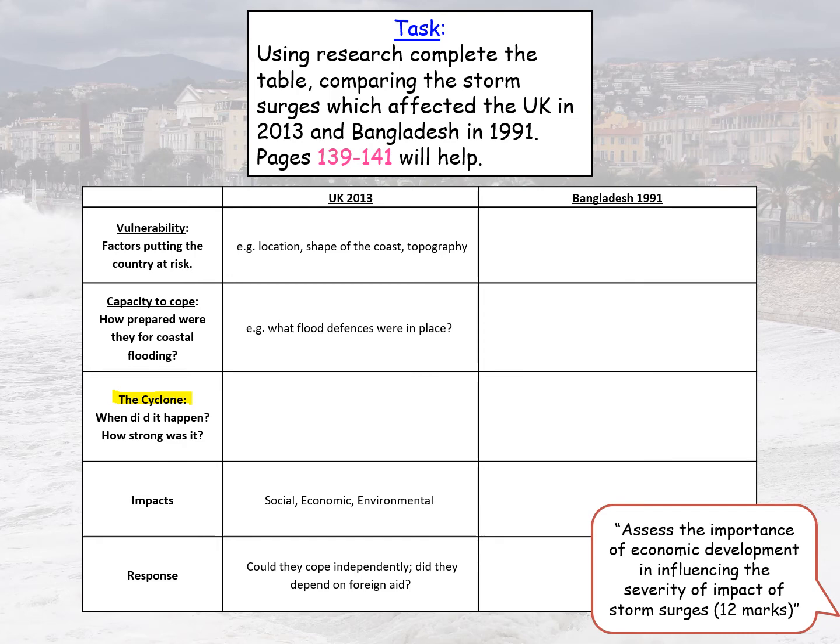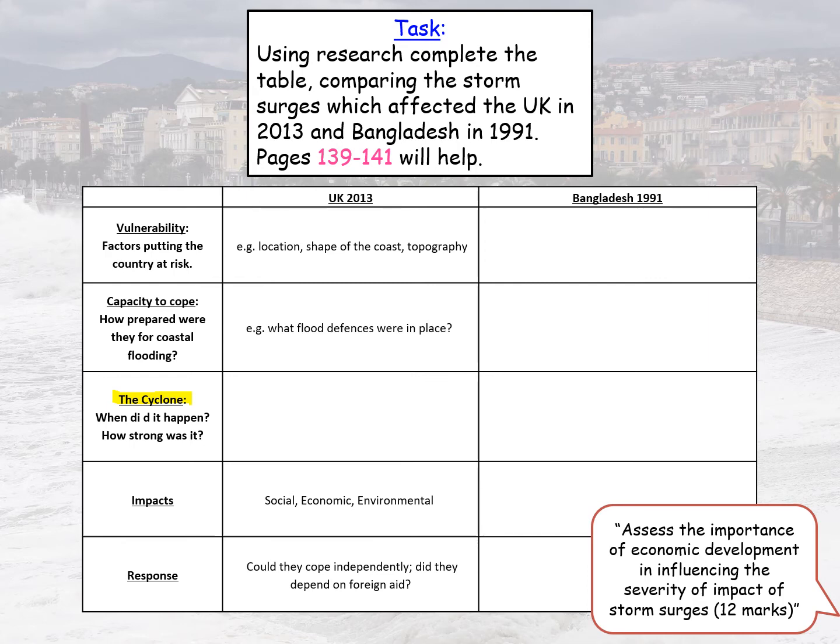So your job is to stop. It's probably going to take you an hour or so, possibly even longer. Get that table really detailed. Make sure you're clear about the vulnerability. Make sure you're clear about what capacity to cope there was. Think about the characteristics of the actual storm. How powerful was it? How big was the storm surge? What were the impacts, the economic, social, environmental effects, and to what extent was there an effective response?